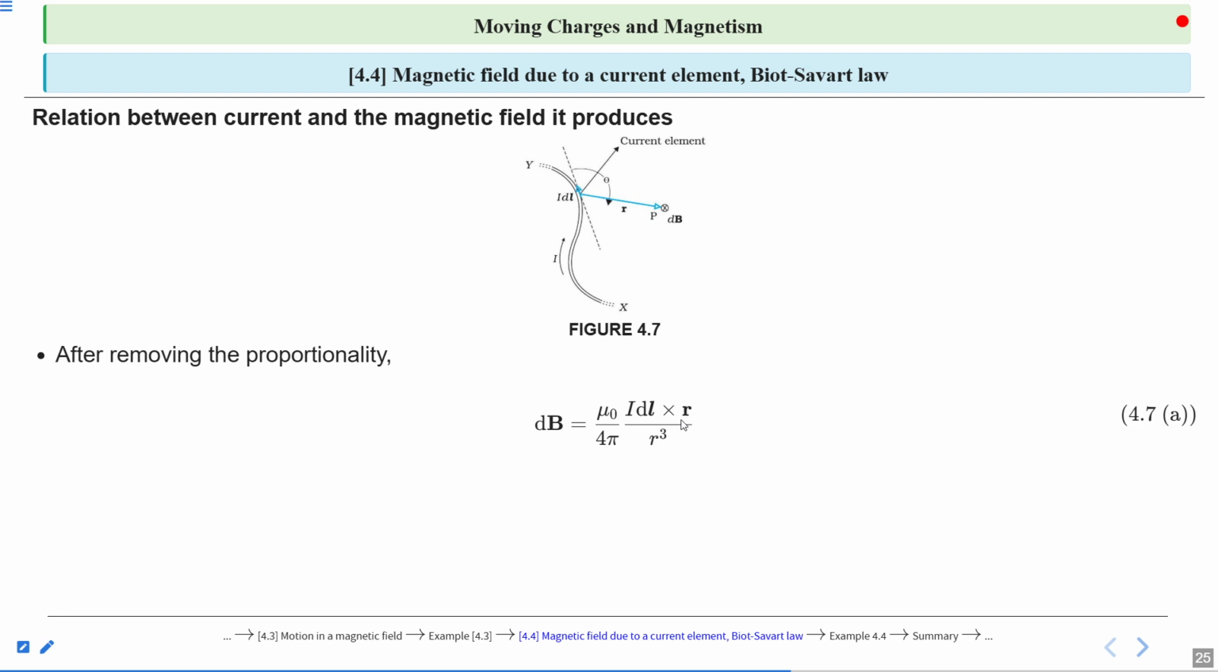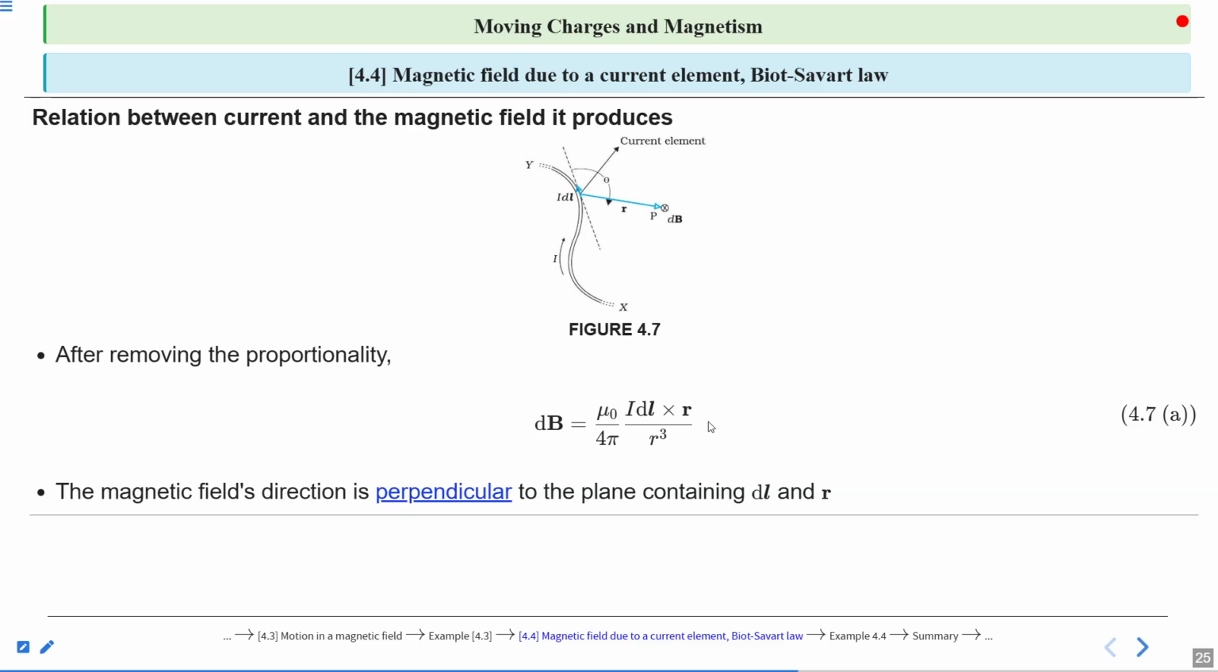Mark it as equation 4.7a. So this is the constant of proportionality, mu naught upon 4 pi. The magnetic field direction is perpendicular to the plane containing dl and r. Now what is the direction of this magnetic field? We can find it using the right hand rule, and it is perpendicular to both dl and r. How can we find it? Align your fingers in the direction of dl and curl them in the direction of displacement vector r. You will get the direction of magnetic field at point P.